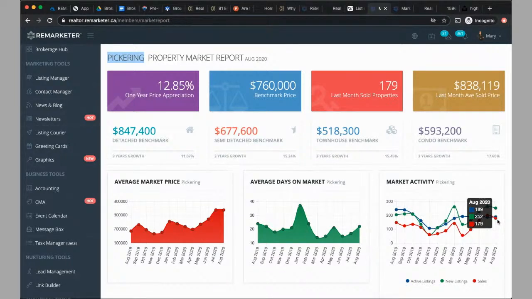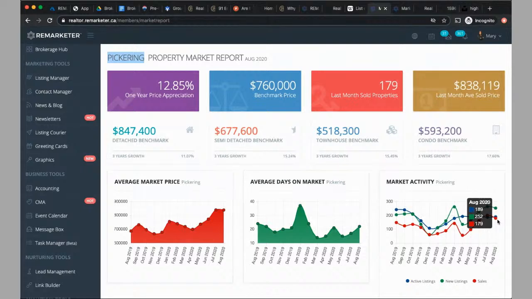And then the red one would indicate the number of sales. So we have 179 properties sold in August 2020. All right. So you can see that the number of new properties that came to market exceeds the number of sold properties. And we have quite a few properties remaining in the market as well.